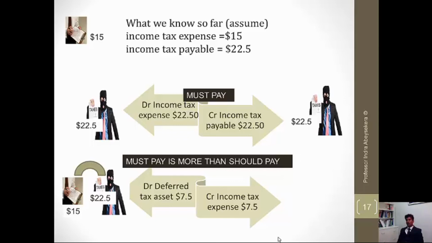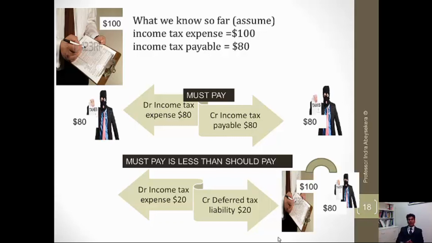Or it could be the other way around as well, that we must pay less but actually we should pay more. If that happens, then we have to increase income tax expense as adjustment, step 2, and then that means we are debiting income tax expense, and then we credit a liability that arises. Because it's about tax, it's a tax liability, but it's deferred, so we say deferred tax liability and we credit.